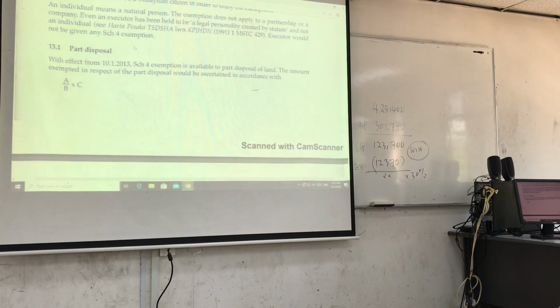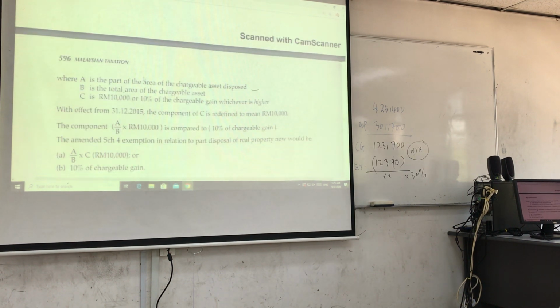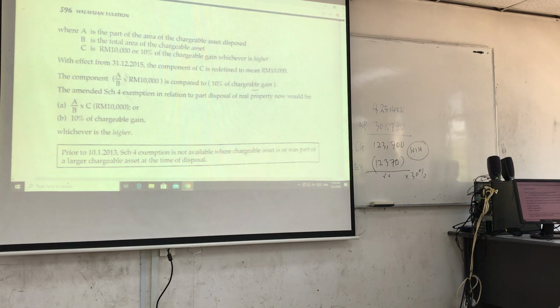Here it says that the Schedule 4 exemption is available to part disposal of land. The amount exempted in respect of the part disposal will be determined as follows: A over B times C. Where A is the part of the area disposed, B is the total area, and C is 10,000 or 10% of the chargeable gain, whichever is higher. Take note that effective from 2015, there are a lot of tax law changes here. The C component, the 10,000 or 10%, is now defined to be only 10,000 ringgit.